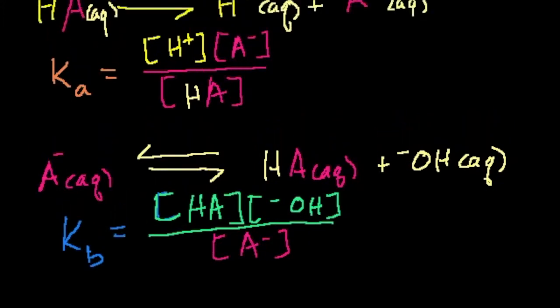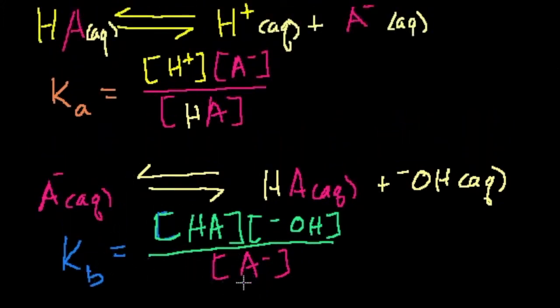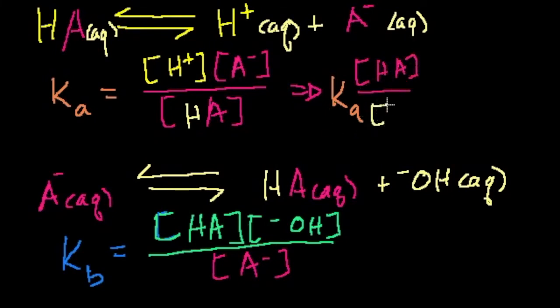So let's divide. What do we have here? We have an A minus on both sides of this. Let's solve for A minus. If we multiply both sides of this equation by HA over H plus, on the left-hand side we get Ka times the inverse of this, so you have your HA over H plus, which is equal to your concentration of your conjugate base, A minus.